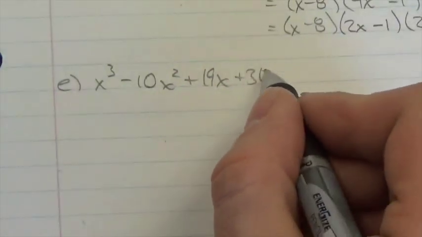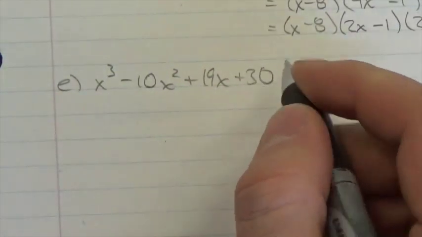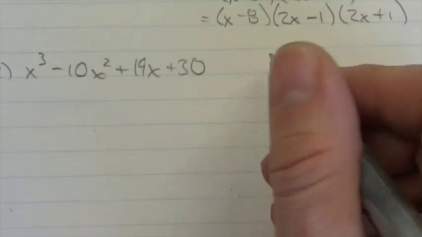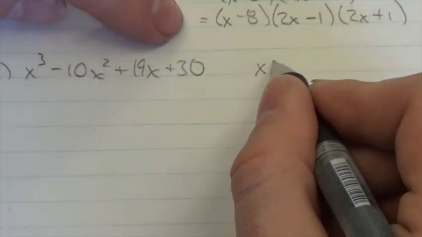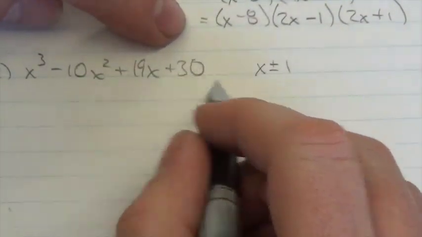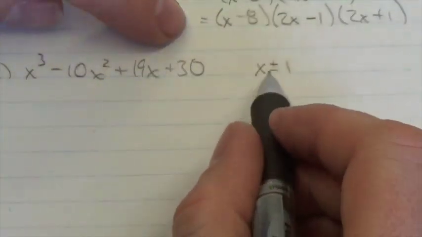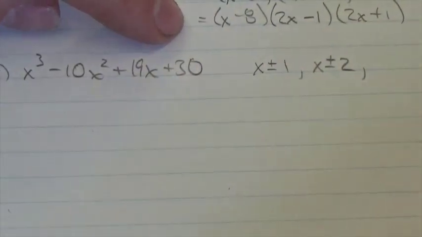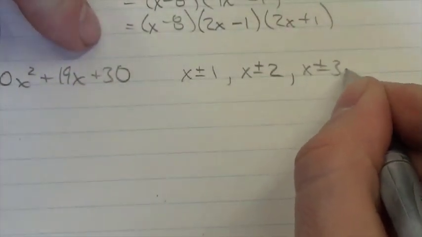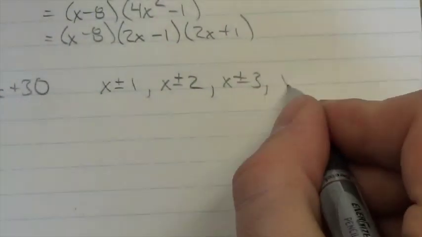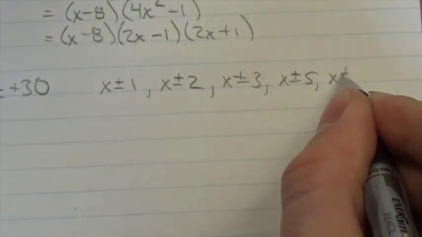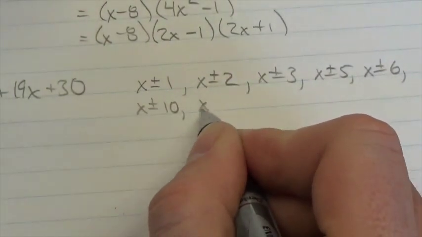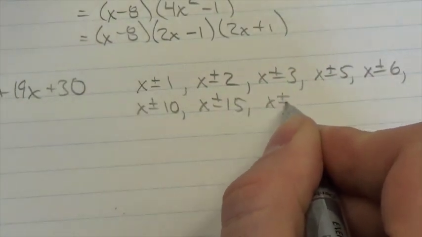The way we approach this is we look at the constant here, and we look at possible factors of the constant. What we call the integral zero theorem says that with 30 here, a possible binomial factor could be x plus or minus 1, x plus or minus 2, x plus or minus 3, x plus or minus 5, x plus or minus 6, x plus or minus 10, x plus or minus 15, x plus or minus 30.